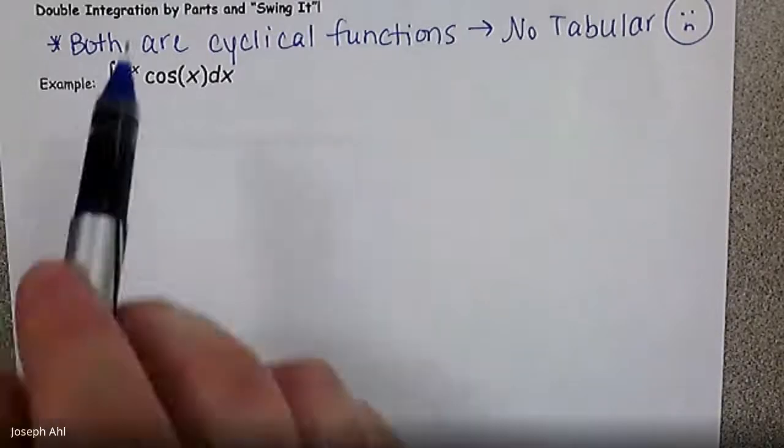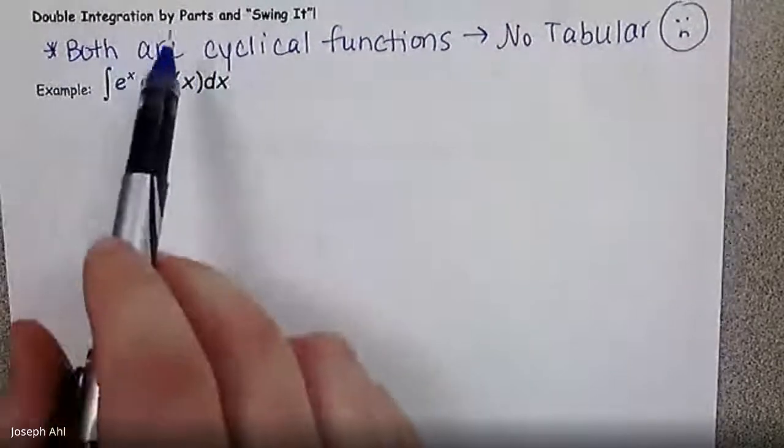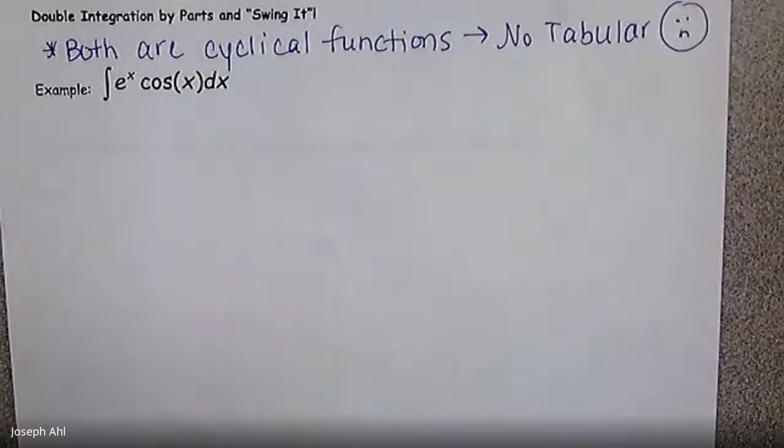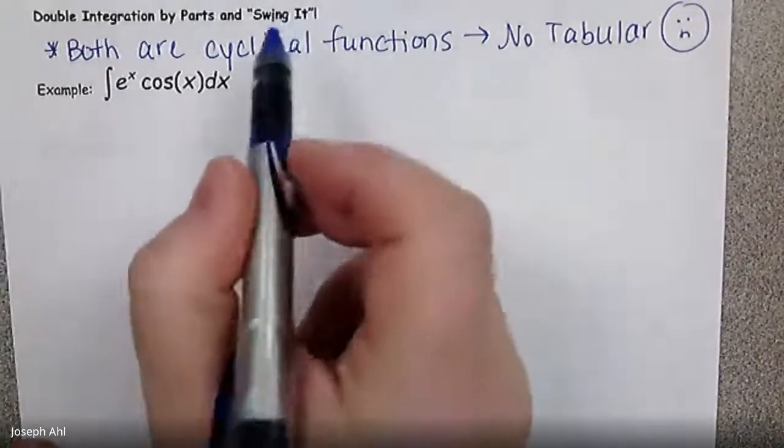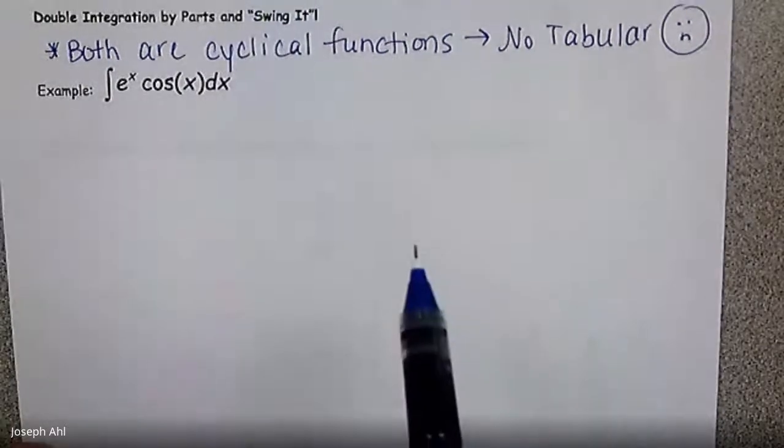So we are going to have to do double integration by parts. There's no tabular that's going to work here. But there's going to be a pretty nifty trick at the end that's going to allow us to find the antiderivative. You'll see what I mean when we get to the very end.